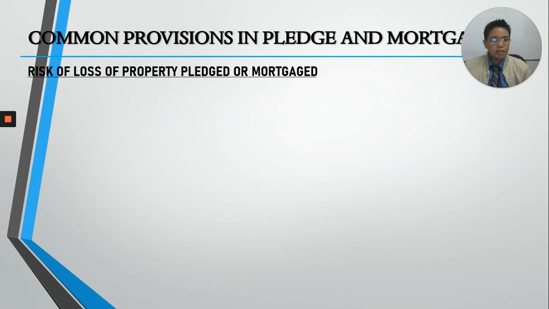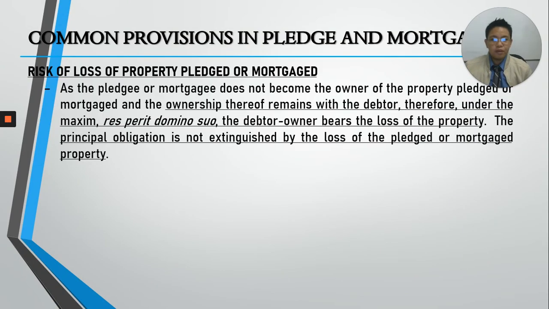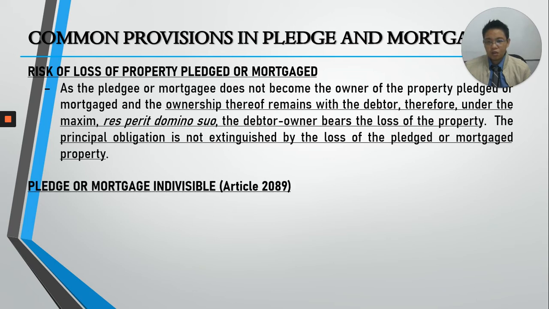Risk of loss of property, pledge, or mortgage. Very simple. Pledgee or mortgagee does not become owner. So remember here, ownership will remain with the debtor or the pledgor or mortgagor. Therefore, under the maxim res perit domino suo, the debtor owner bears the loss of the property. So the principal obligation of loan is not extinguished by the loss of the thing pledged or mortgaged. So yun ang tandaan natin sa risk of loss.